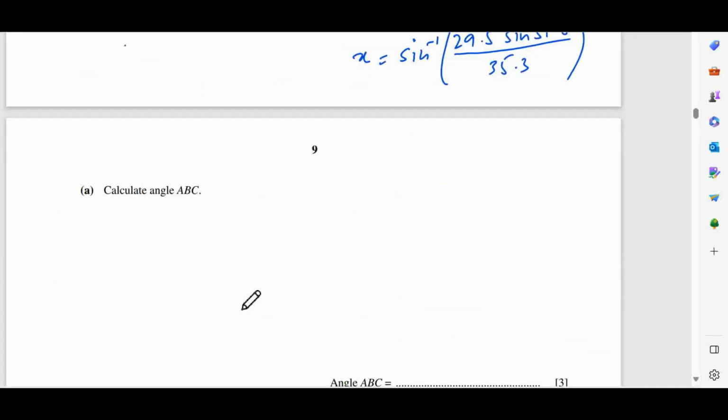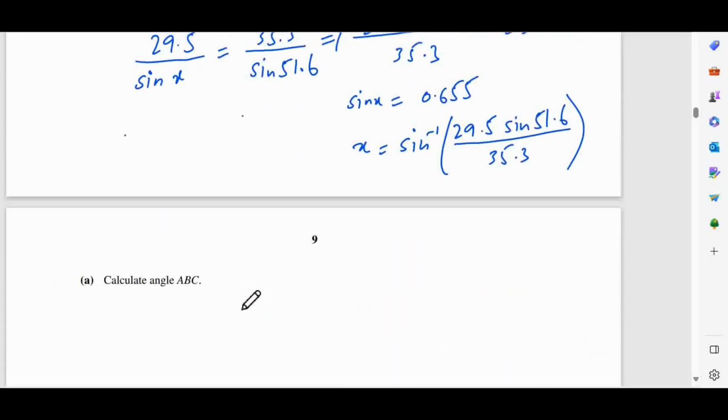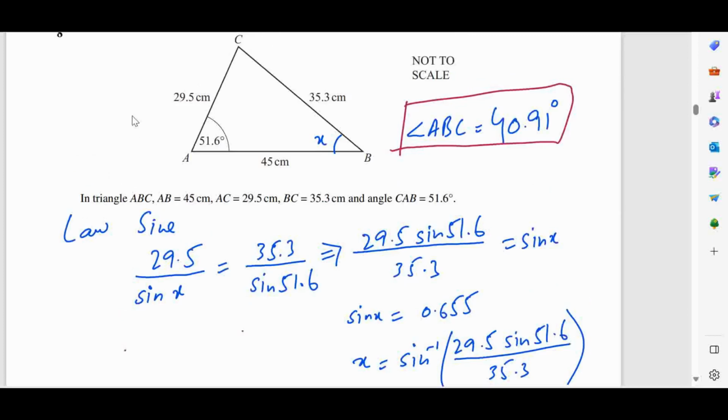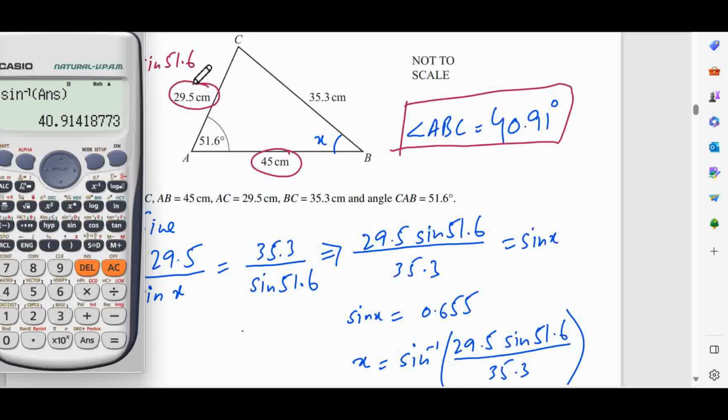Let's move to the next part, area of the triangle ABC. Now for area of the triangle, we usually use the formula, that is 1 by 2 into adjacent sides. We can use any of the adjacent sides, but it's better to use the given sides or angles. So we can use these two adjacent sides. So this will be 29.5 into 45 into sine of 51.6. Now if we simplify it on the calculator, we will get the area.